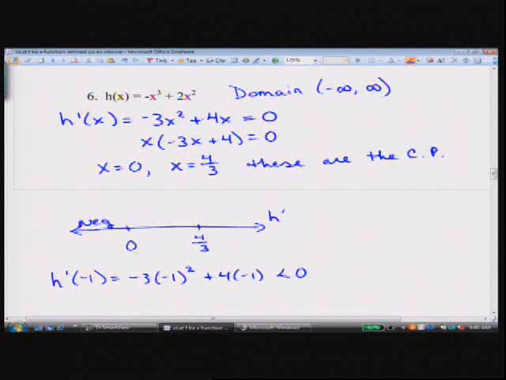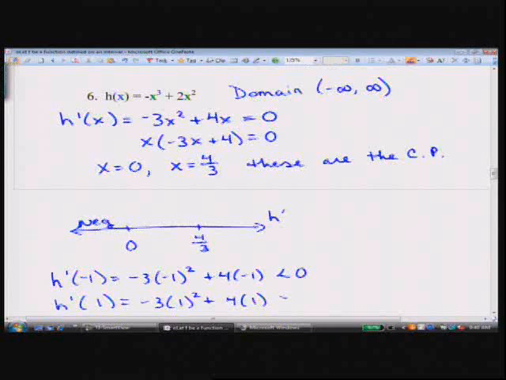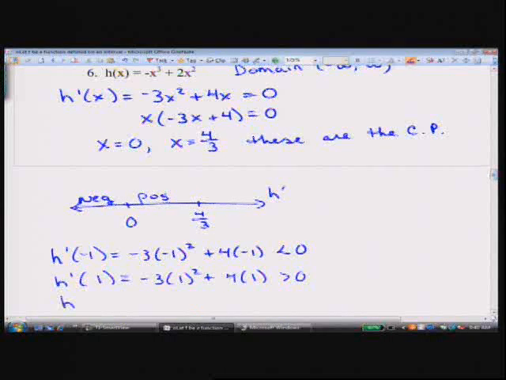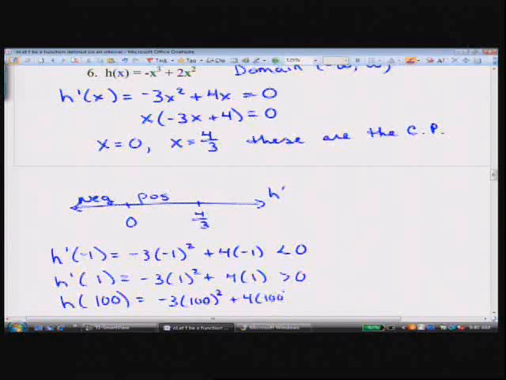All right, now what's a number between 0 and 4/3? 1. -3 times 1 squared plus 4 times 1 is positive. And then a number to the right of 4/3, like 2, or 100. -3 times 100 squared plus 4 times 100, you should be able to convince yourself that's negative, right?